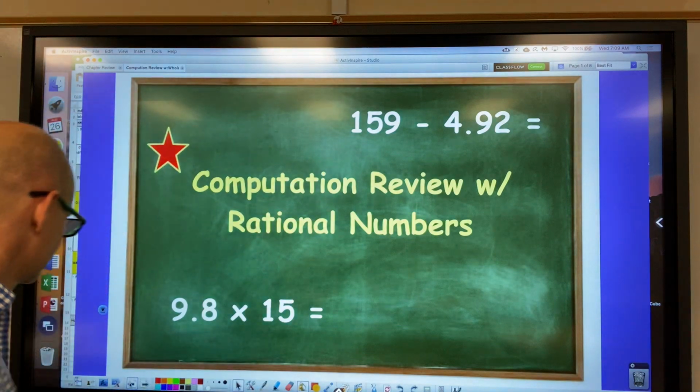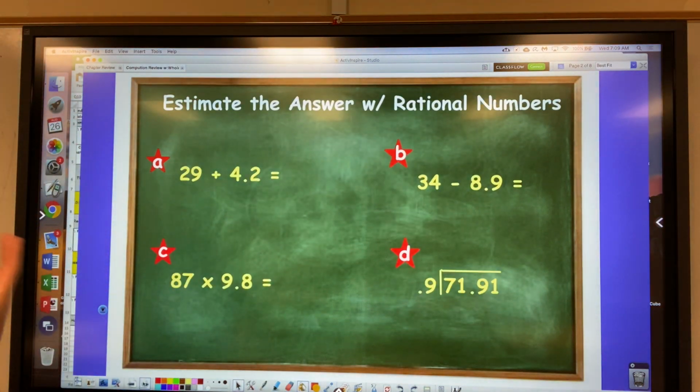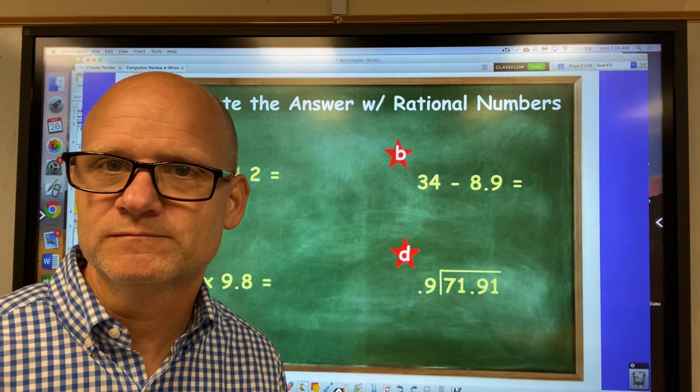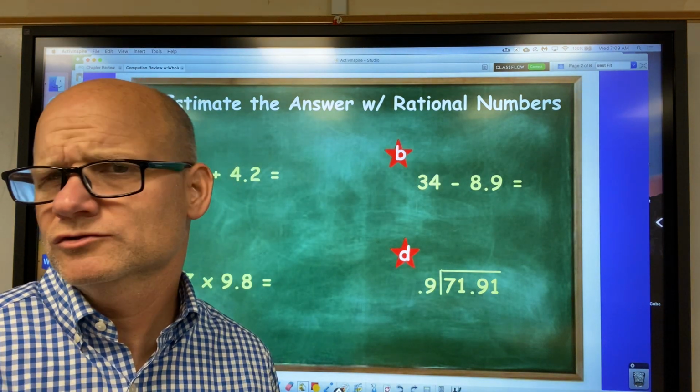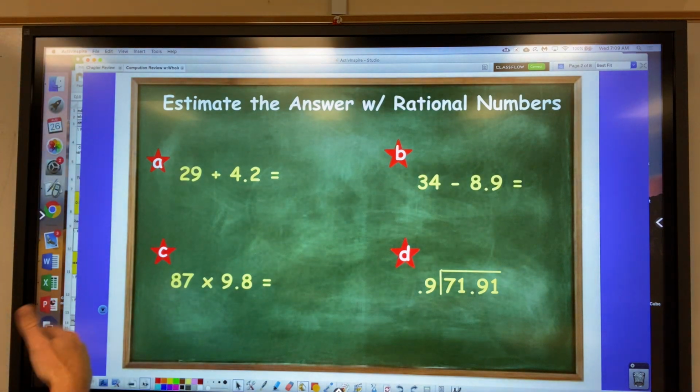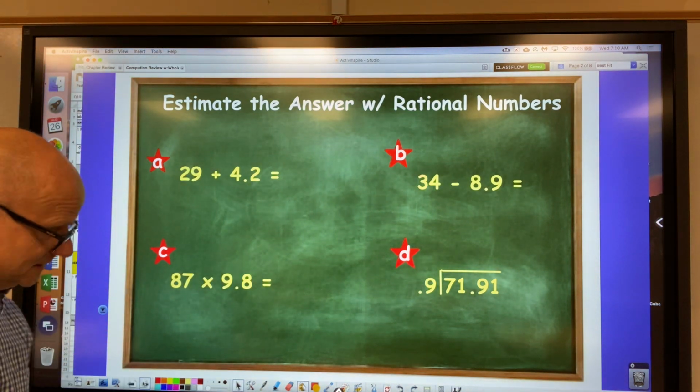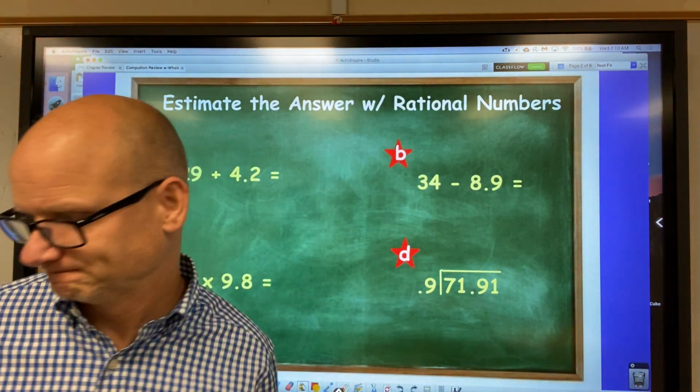Okay. First thing I want you to do is just estimate. So I give you 4 problems, A, B, C, D, and let's just, don't solve, just estimate. If you're adding these rational numbers or subtracting these rational numbers, what would you roughly expect? Let's do this real quick. A, B, C, and D, okay? Press pause and do this.